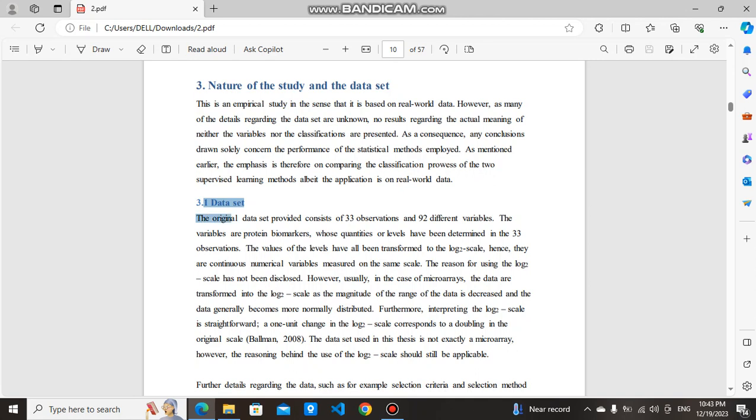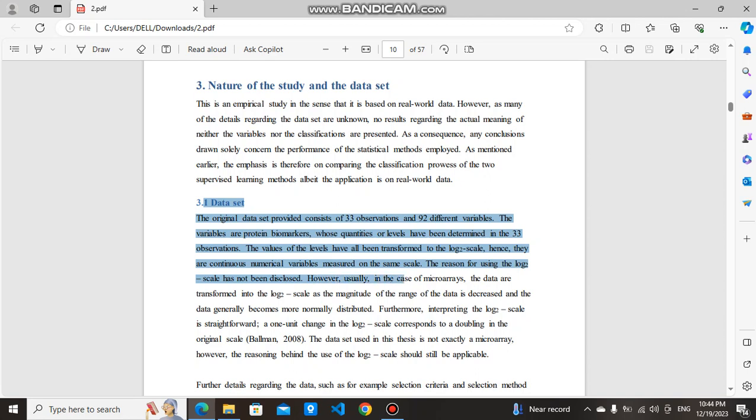The original dataset provided consists of 33 observations and 92 different variables. The variables are protein biomarkers whose quantities or levels have been determined in the 33 observations. The values of the levels have all been transformed to the log2 scale. Hence, they are continuous numerical variables measured on the same scale. The reason for using the log2 scale has not been disclosed.